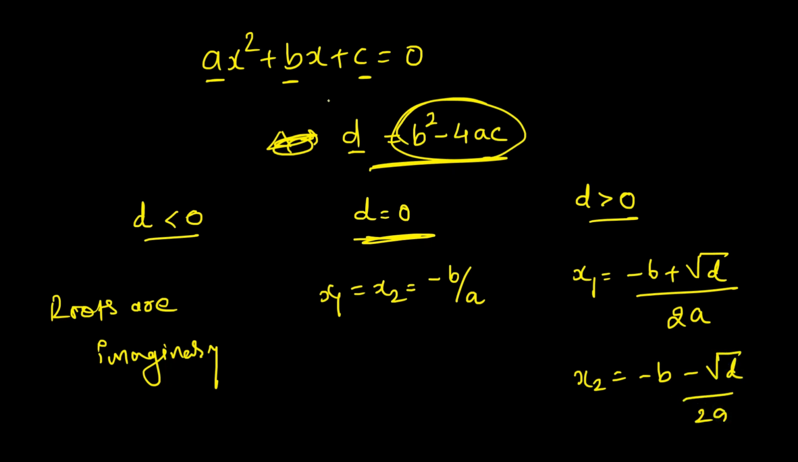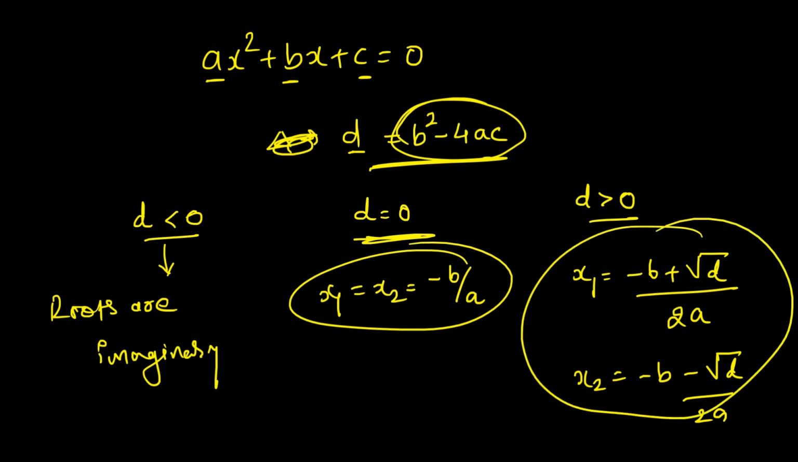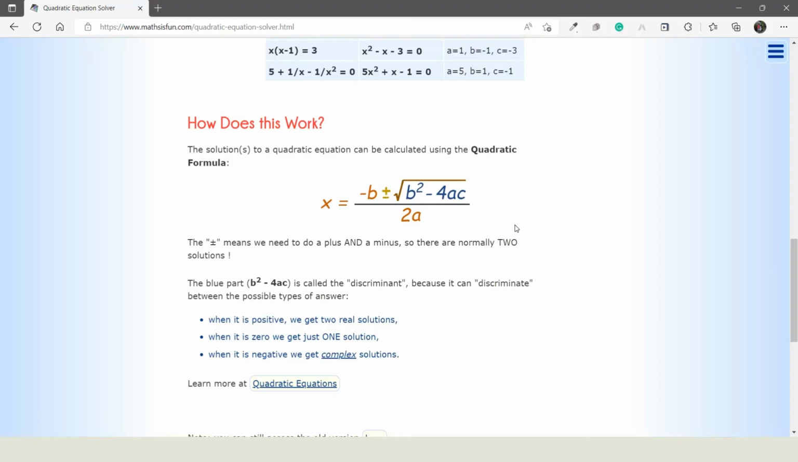Let's see what we have to calculate. We have to calculate the discriminant, and based on its value we have to decide the types of roots. If d is less than 0, then roots are imaginary. If d is 0, then roots are this. If d is greater than 0, then roots would be this. Okay, let's see on the internet whether it is the same or not.